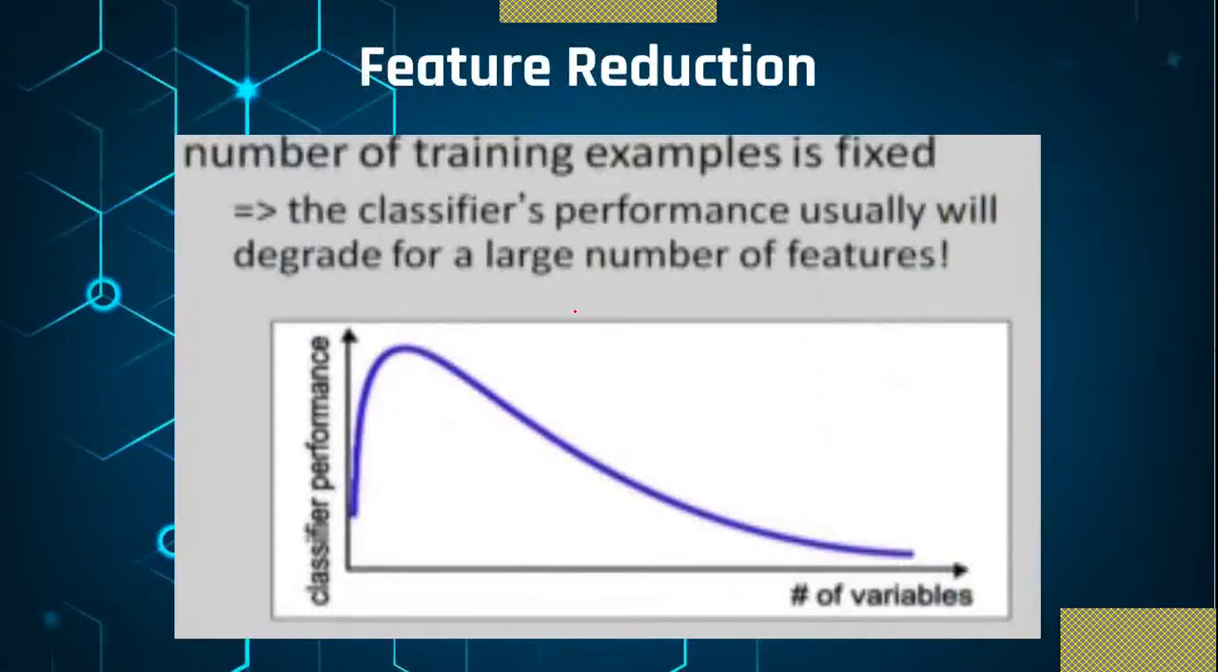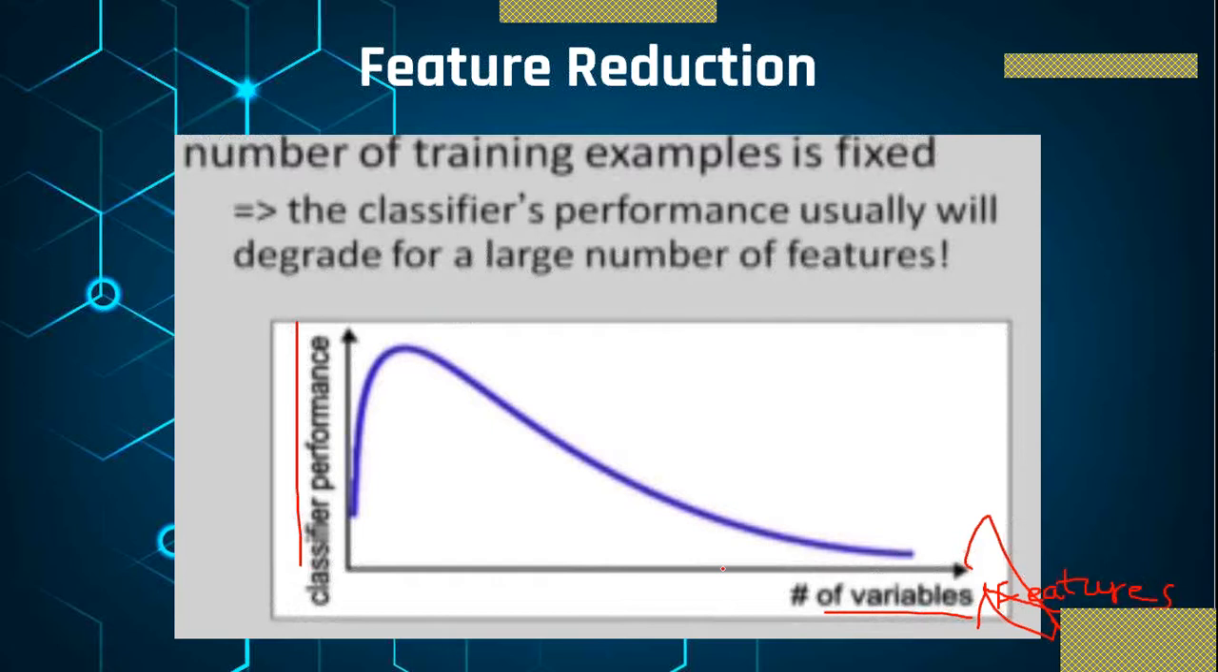Now, what is the relationship between the features, or the variables, and the performance of your machine learning algorithm? This graph shows that the variables, or features, relate to the performance of the machine learning or deep learning algorithm. The performance of your machine learning increases when there is a minimum number of features. As you increase the number of features, the performance goes down.